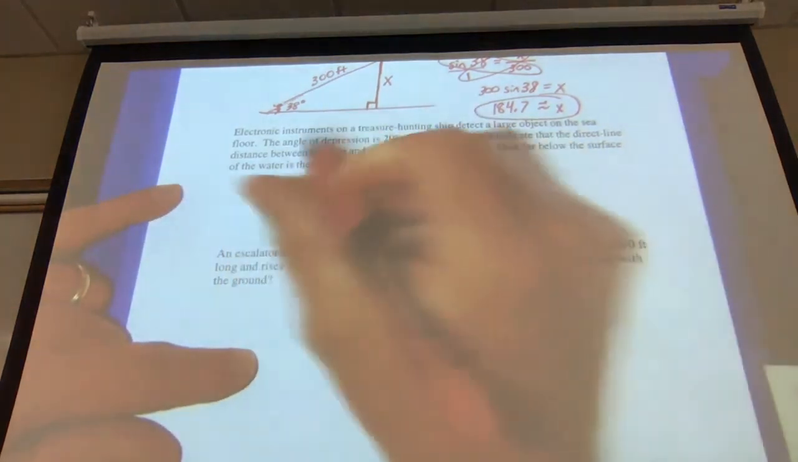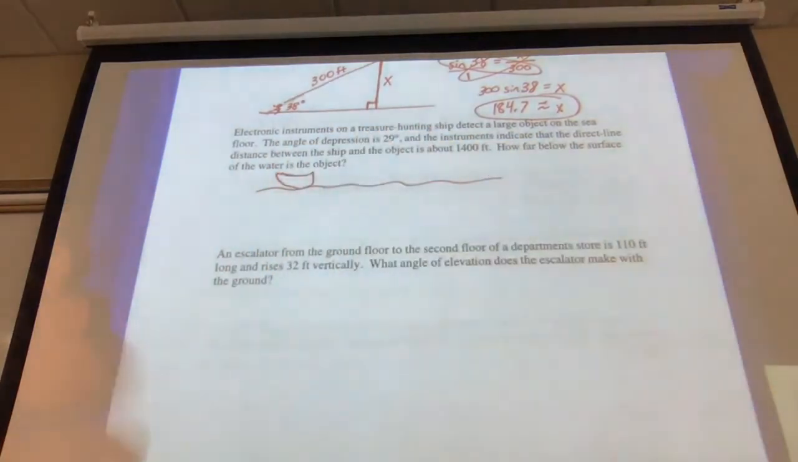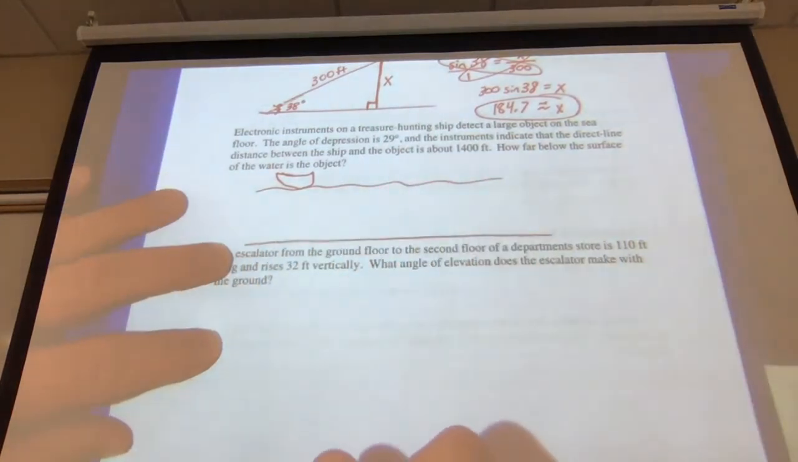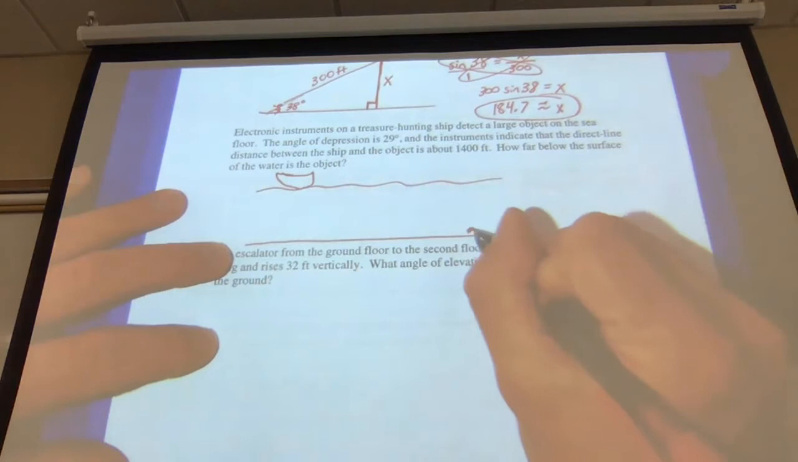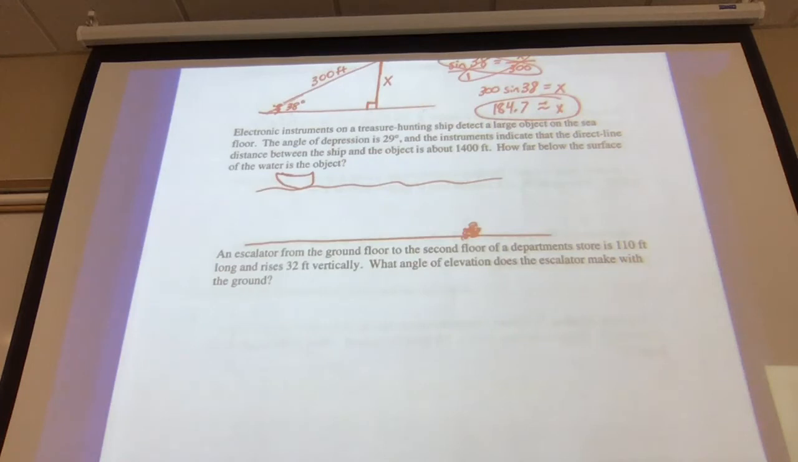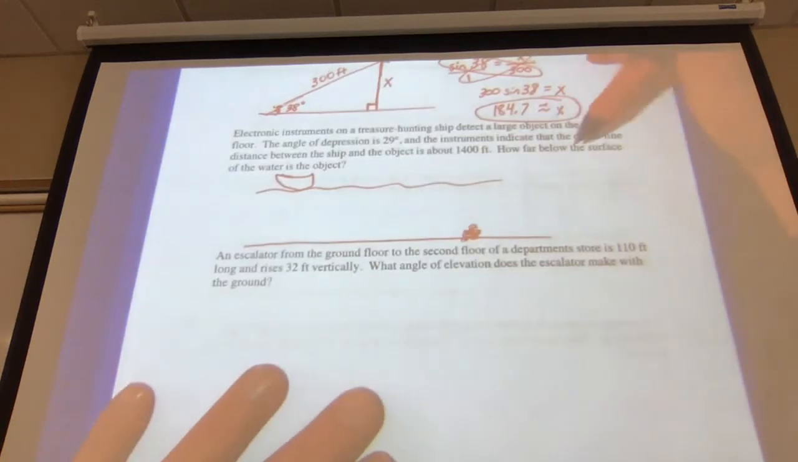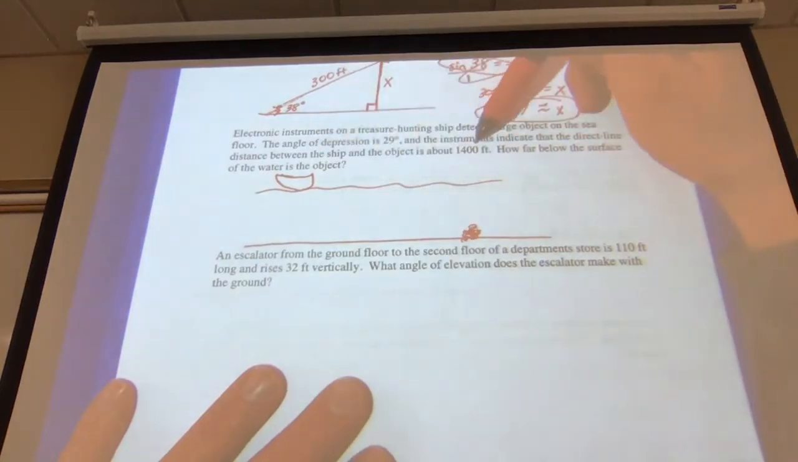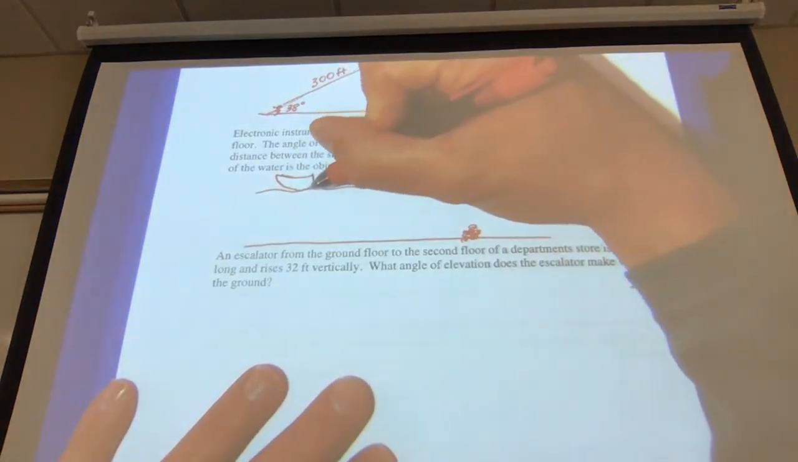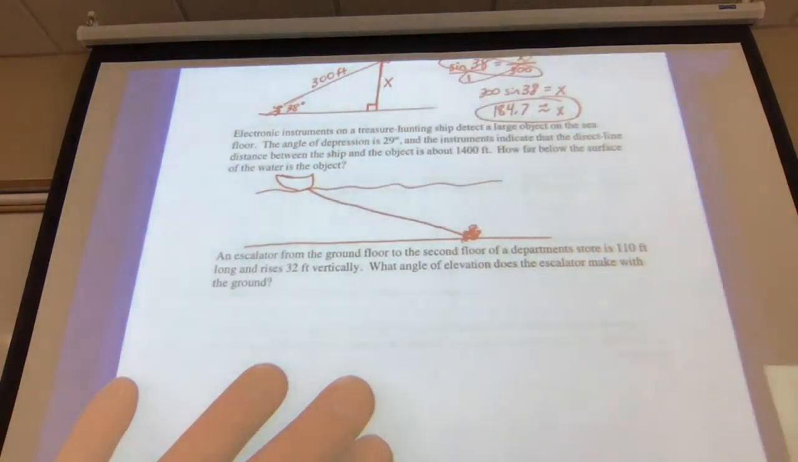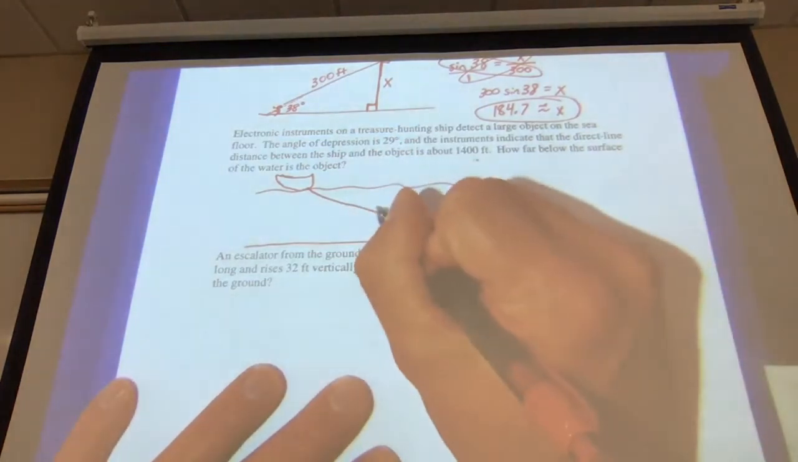We've got our water up here, and we have a ship up on the water. And we have some stuff on the sea floor. Here's the floor of the sea. We've got some object down here, whatever it might be. And then from this treasure hunting ship, their instruments indicate the direct line distance between the ship and the object is 1,400 feet. If you drew a direct line between the ship and the debris on the ground here, that would be this line right here. That's going to be 1,400 feet.